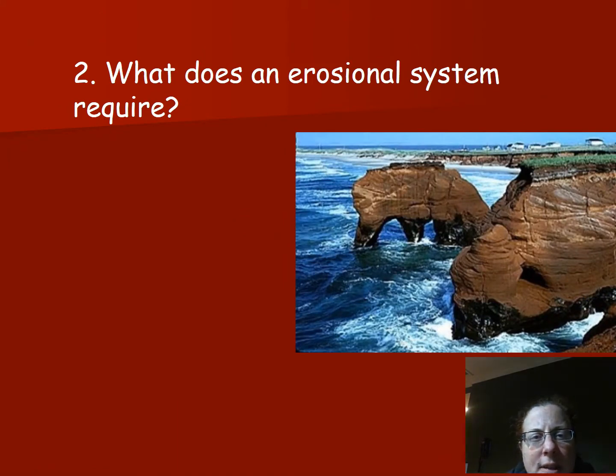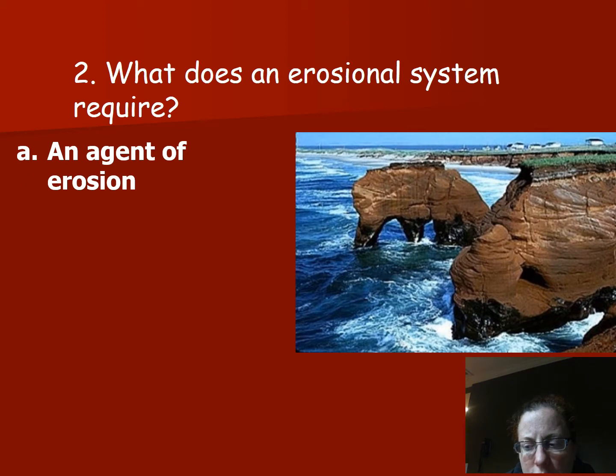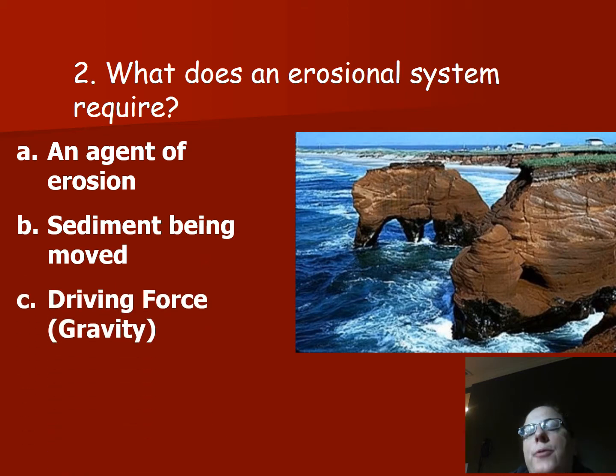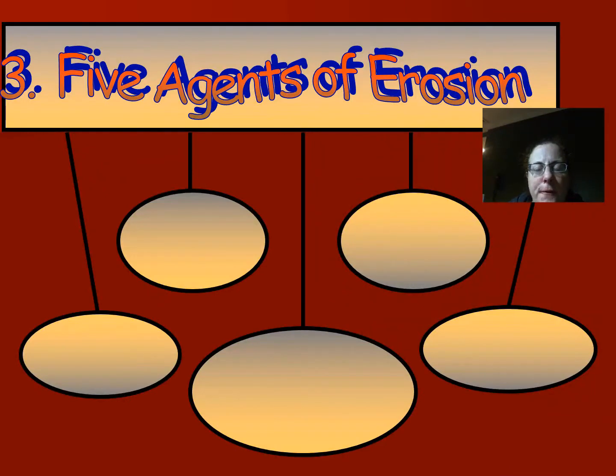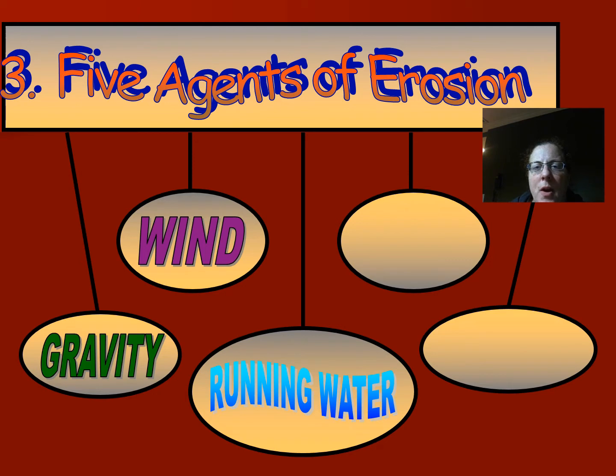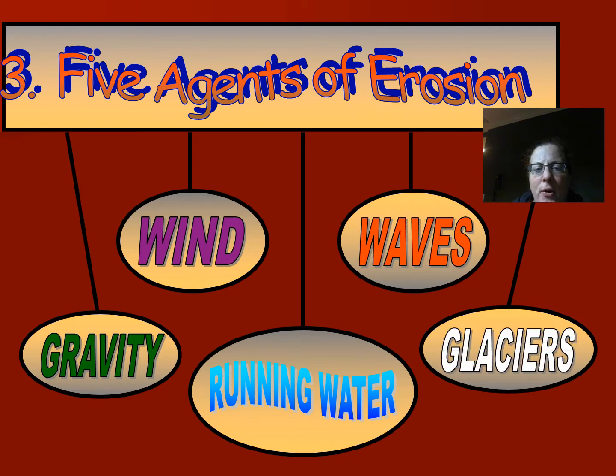So for erosion to happen, you need to have an agent of erosion, which means something doing the moving. You need to have sediment that's being moved and the driving force, which is gravity. So there's 5 agents of erosion, 5 things that cause sediment to move. The first one is gravity, second is the wind, third is running water, fourth are waves, and fifth are glaciers.